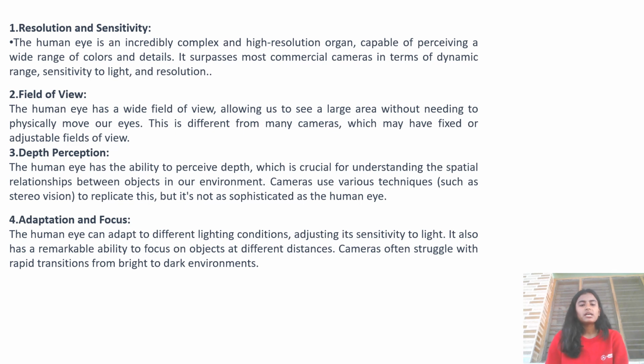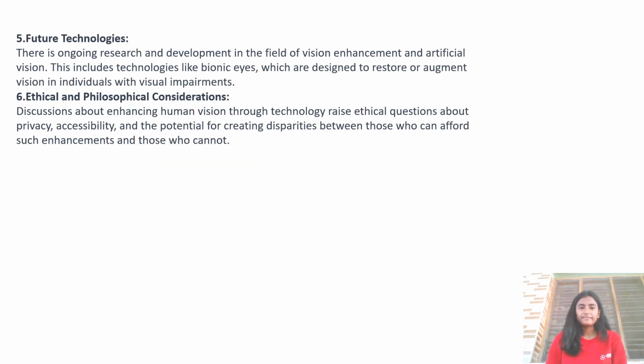Adaptation and focus. The human eye can adapt to different lighting conditions, adjusting its sensitivity to light. It also has a remarkable ability to focus on objects at different distances. Cameras often struggle with rapid transitions from bright to dark environments.